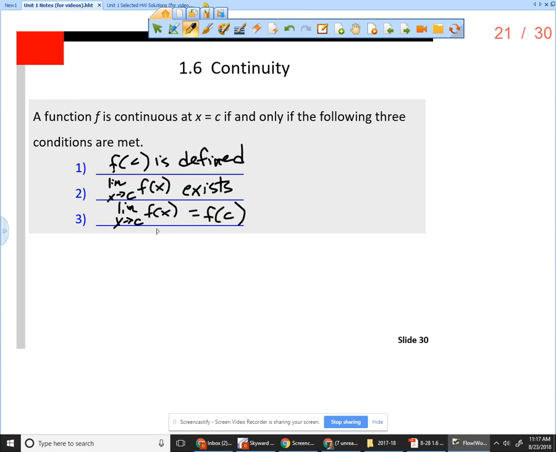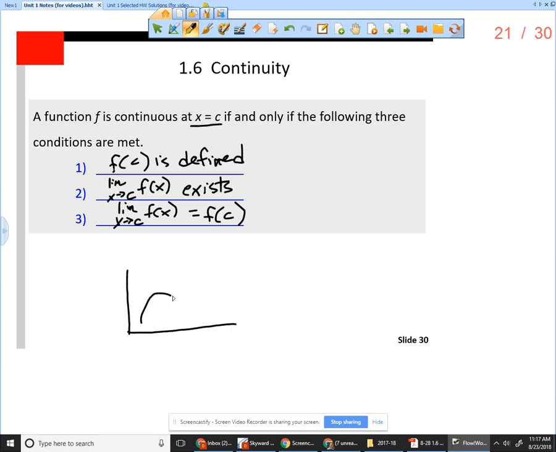So the only way that a function is to be considered continuous is if, number one, f of c is defined. Number two, the limit as x approaches c of f of x exists. And number three, those two things are equal. Now, remember, this is a function being continuous at x equals c. So this is a point-by-point question. So let's take a look at a graph.